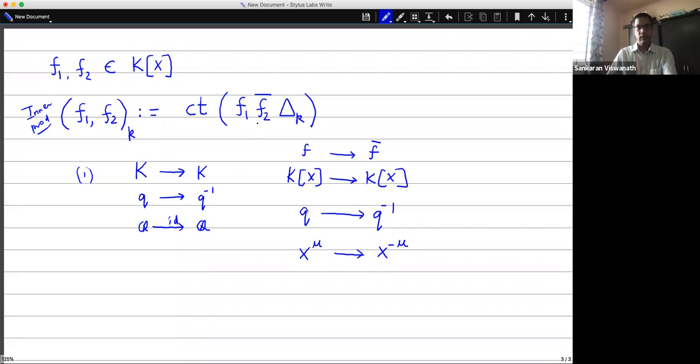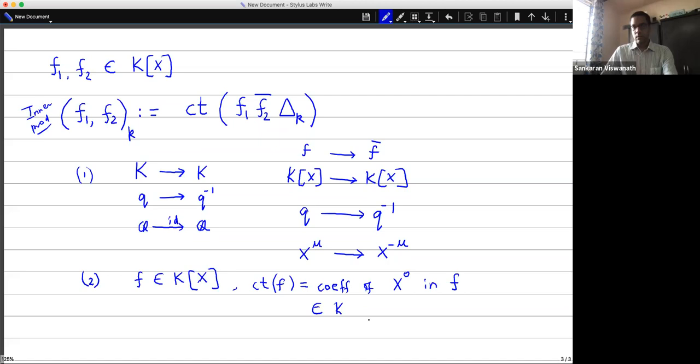And the constant term is the following. Observe that if I have an element f of K_x, the constant term is a constant term in the usual sense of the word. It's a Laurent polynomial in x. The constant term of f is simply the coefficient of x to the power 0. So this is an element of K. That defines all the terms that I need. Observe f1 and f2 are both in K_x, so is f1 times f2 bar. Delta sub k was already in K_x, so this product of these three is an element of K_x, and I take its constant term. That's the definition.